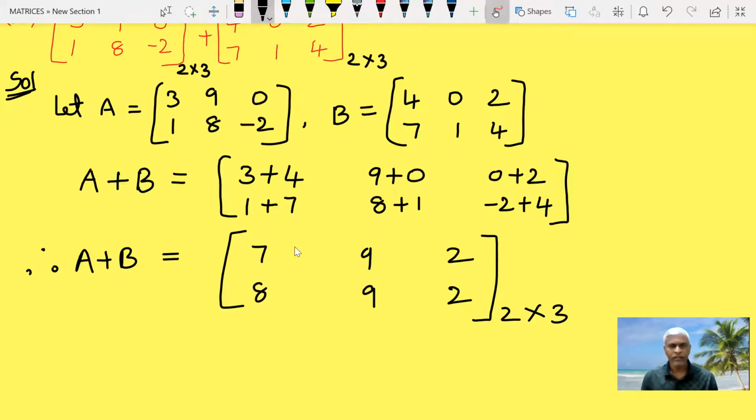The second number represents the number of columns in the matrix.